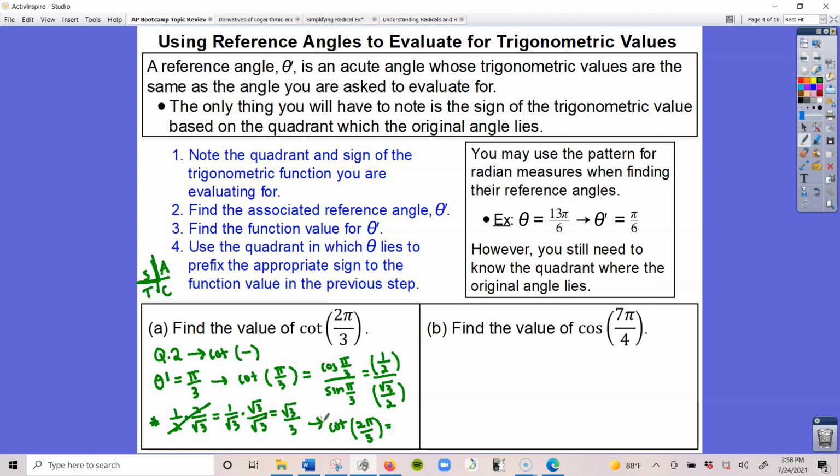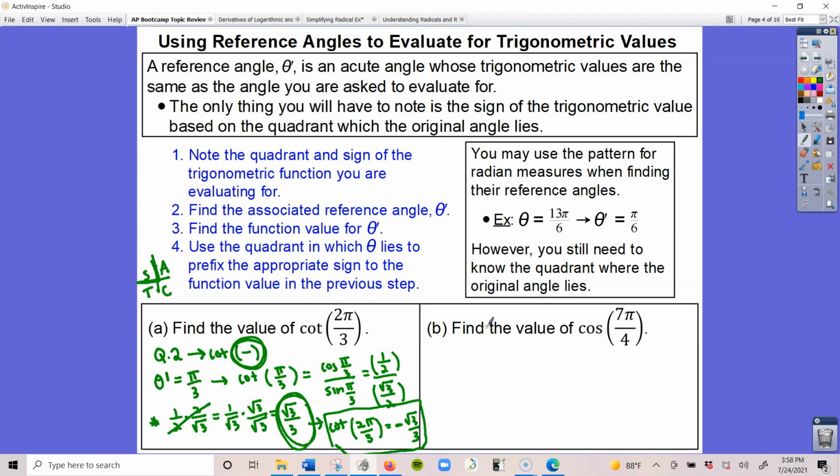Remember, the actual numeric number does not change. So what we do is we take the sign that we noted in the beginning, which is negative, and the number square root of 3 over 3. So this would be my final answer. The cotangent of 2 pi over 3 is negative square root of 3 over 3.